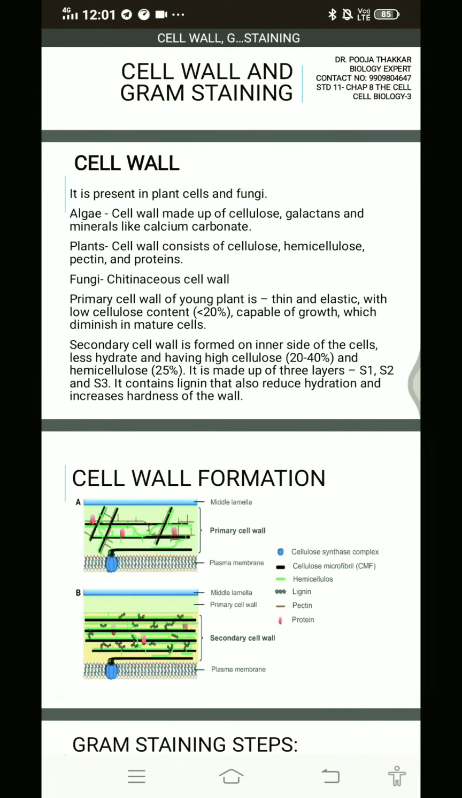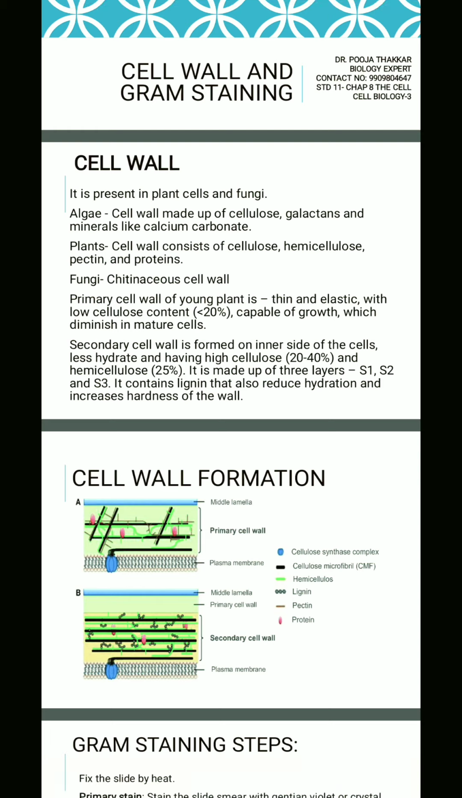In the previous session, we have already discussed the outermost boundary, that is the plasma membrane. And in this session, we are discussing the cell wall, which is the typical structure, or you can say the speciality, of a plant cell as well as fungi and certain other organisms. It is present as the outermost coating in the plant cell as well as in the fungus.